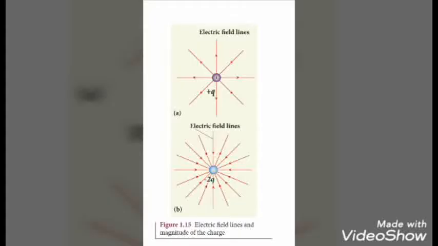The number of electric field lines that emanate from a positive charge or end at a negative charge is directly proportional to the magnitude of the charges.